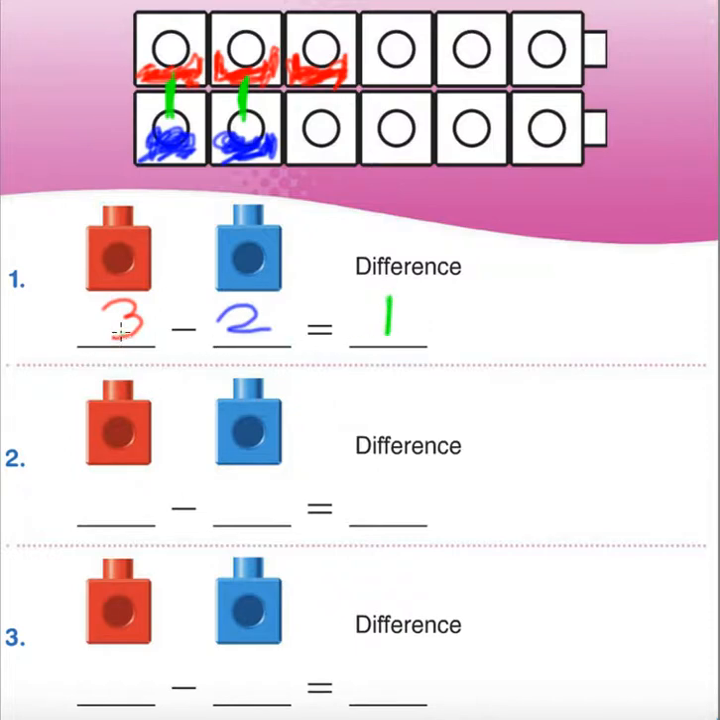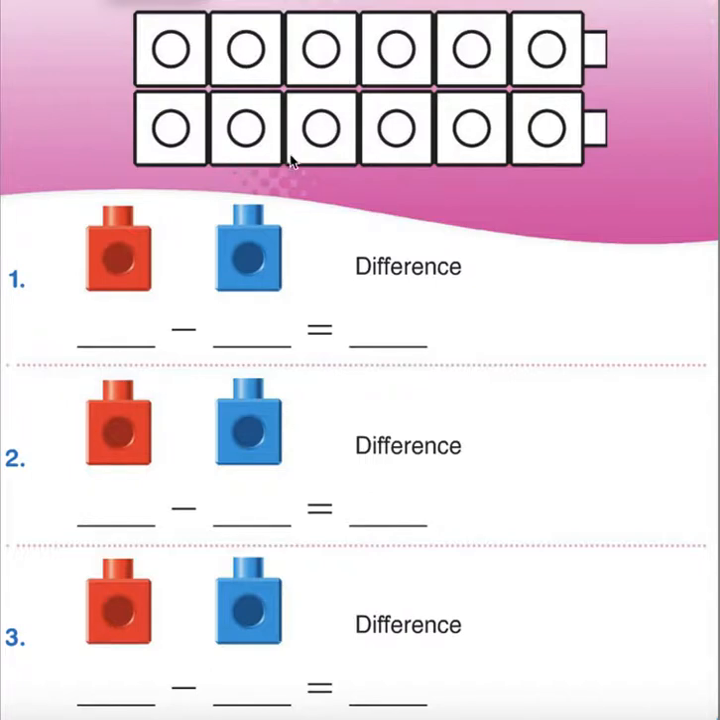And then when we look back at our number sentence, 3 minus 2 equals 1. So 3 red blocks minus 2 blue blocks equals 1. That is the difference. There's one more red block than there are blue blocks.